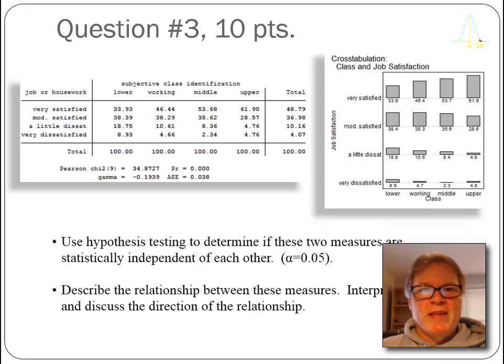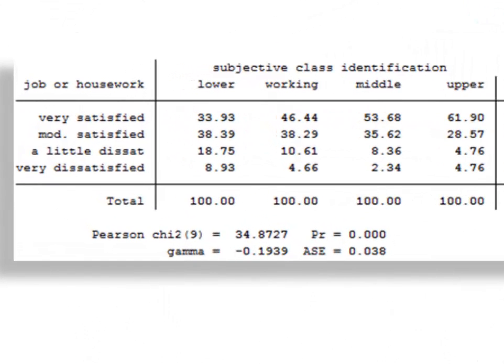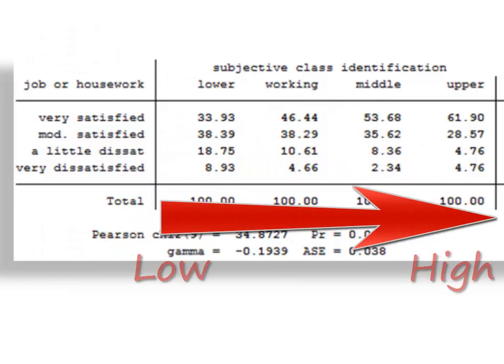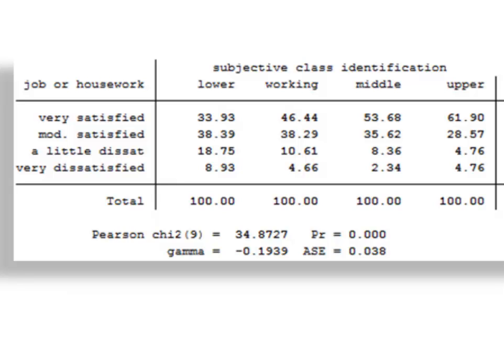Question number 3 is a contingency table or cross-tabulation question. We're going to give you output that looks very similar to this. On the left-hand side is a cross-tabulation table where we've appropriately laid the table out so we could calculate gamma, so that our values go from low to high, from bottom to top, and from left to right. And we've calculated the percentages correctly based on column marginals. So we can compare across our independent variable, that is subjective class identification, and compare across the columns.